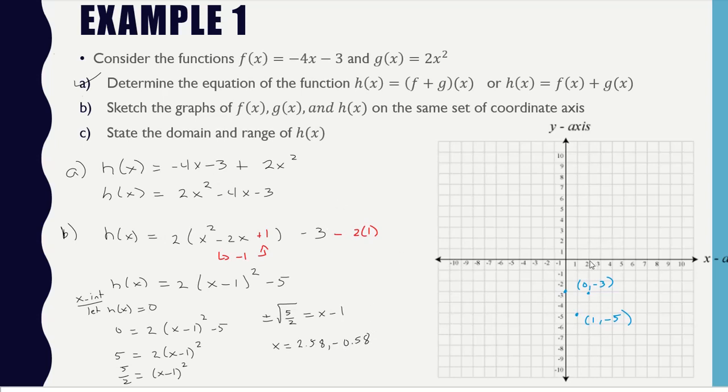So I can go and graph those. 2.58 is around here. So that's going to be 2.58 comma 0. And then negative 0.58 is around here. So we get negative 0.58 comma 0. Okay, so that should be enough that I can actually sketch what this graph looks like. Make sure you got arrows showing that it keeps on going forever. Okay, we've got h of x done.